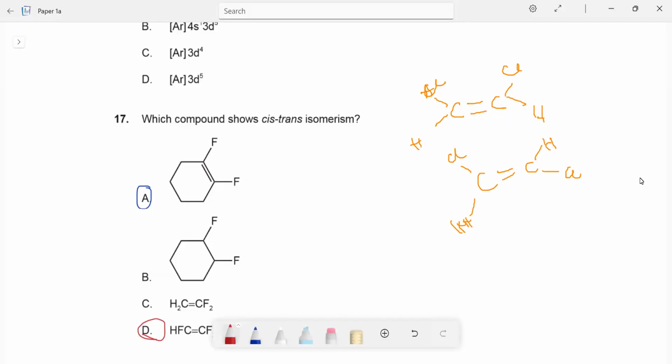Now, if you see when we talk about cis, see this is cis. Understood? And this is trans. Can you see this? Get my point over here. This is cis we are getting, and we're getting trans.